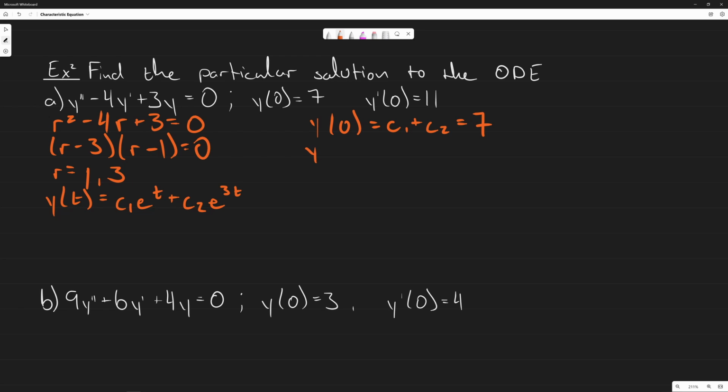Then we have our y prime of 0. The derivative of e to the t is just e to the t, and the derivative of e to the 3t is 3 e to the 3t. So plugging in t equals 0, we have c1 plus 3 c2, and that's equal to 11. Now we have two equations and two unknowns, and we can use whatever method to solve them. For me personally, I will just use the matrix and do row reduction.